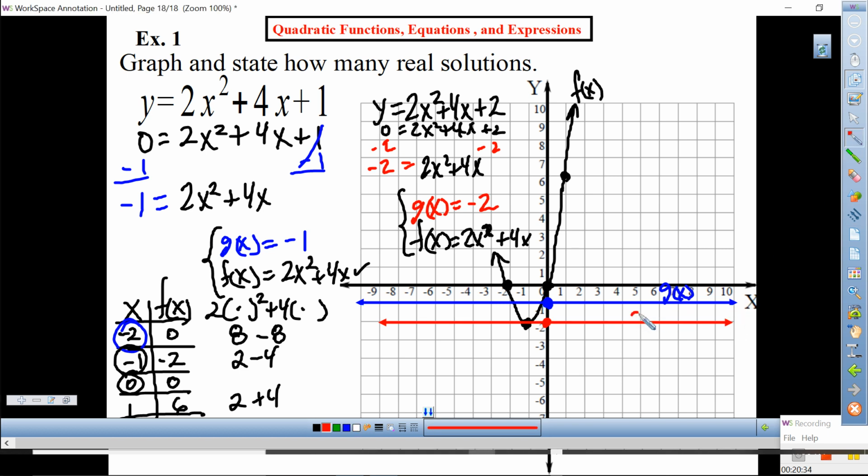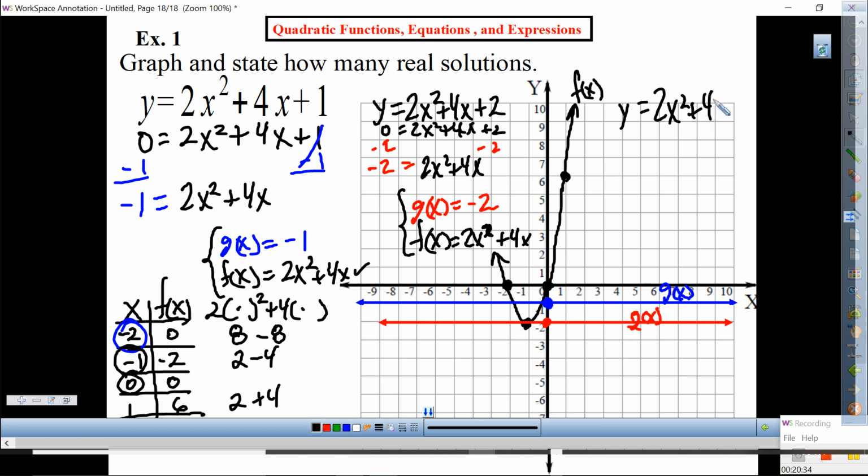There it is. And that's my new g of x. Alright, just for the sake of practice, over here to the right, I want you to write y equals 2x squared plus 4x plus 3. I want you to write me the system for that one, and your g of x will be in green, and I want you to graph that, please. I'll give you some time. Copy and go.